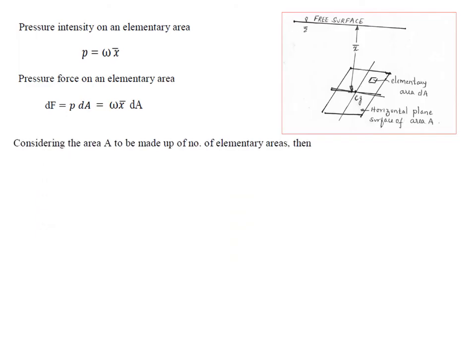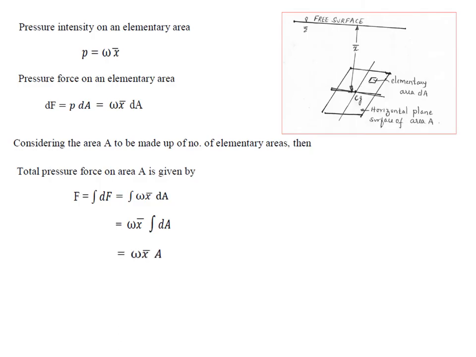Here you can consider the area to be made up of a number of elementary areas. So total pressure force can be calculated by summing up all the forces dF. Therefore it is integral of dF or summation of dF, which is summation of omega x bar dA. Since specific weight is a constant and x bar is a constant, you can write omega into x bar into integral dA. The summation of all dA will be equal to the total area A. Therefore it is omega x bar into A.